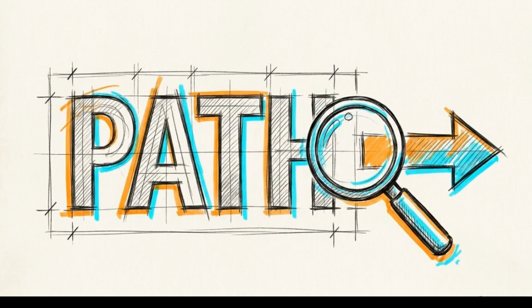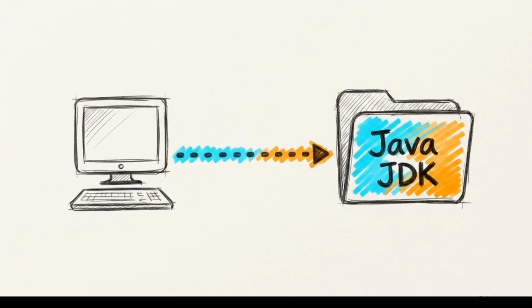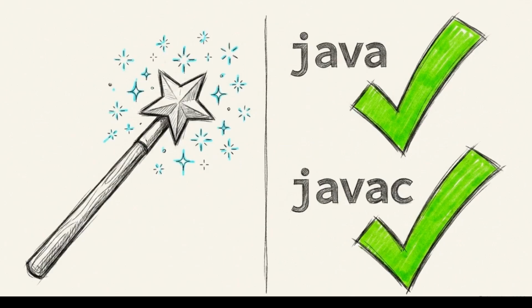This is a path environment variable issue. Your system uses the path as a map to find installed programs, and you may need to manually point it to your new Java folder. For most installations, the wizard handles that automatically. Once both version commands return valid numbers, it confirms your operating system recognizes the JDK perfectly.